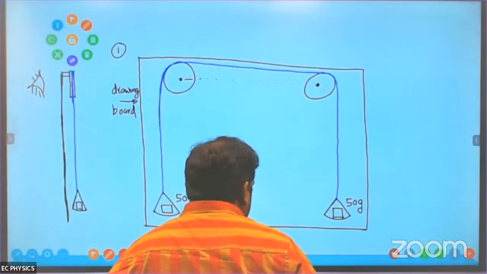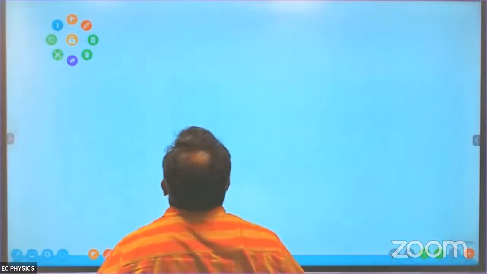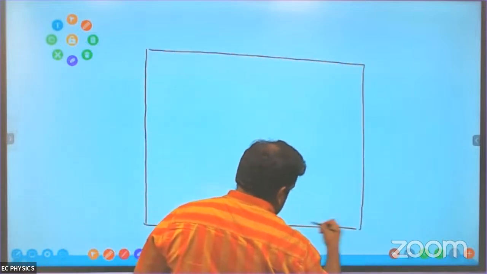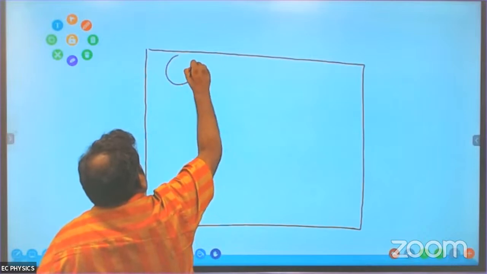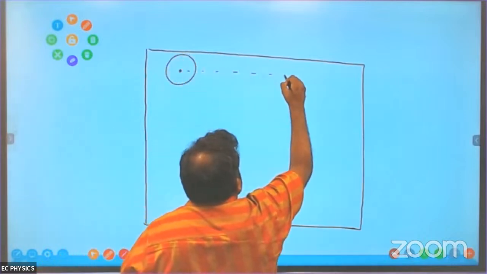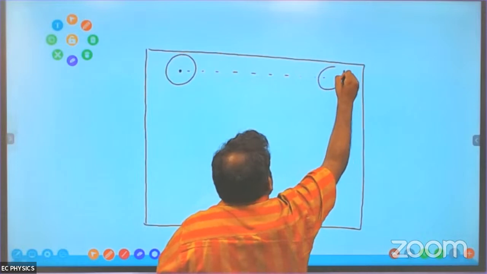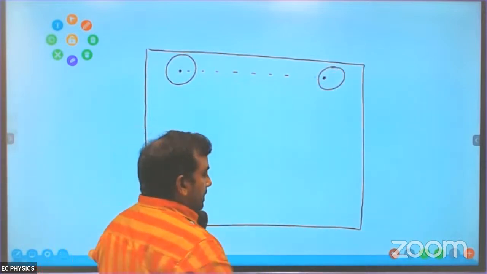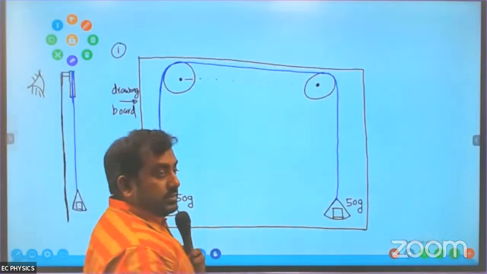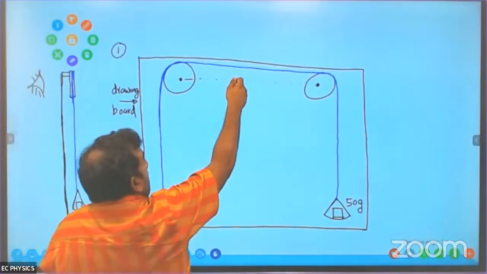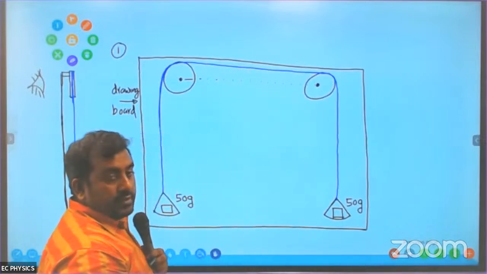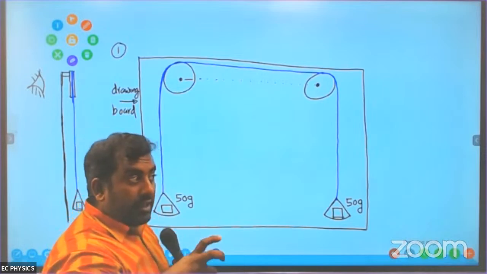Then what do we do? Now we have a drawing board, same as earlier. We have connected a pulley such that the centers are in line with each other. Now what we do is, we hang a known weight somewhere in between.